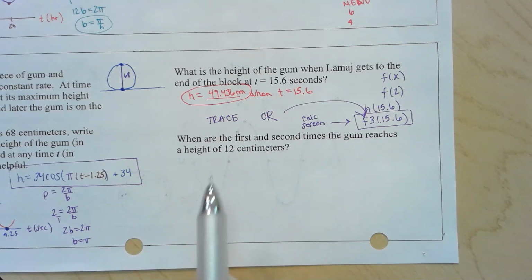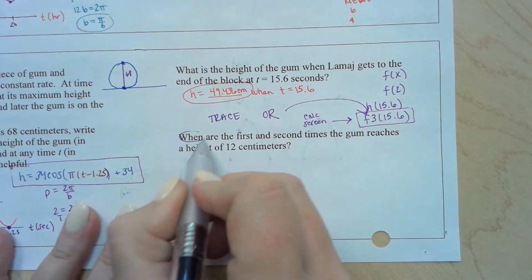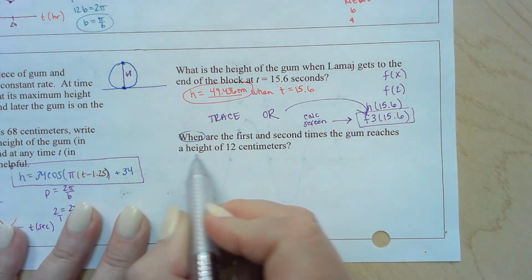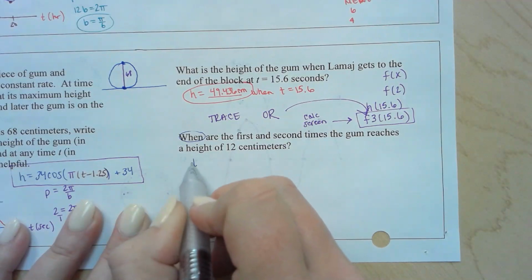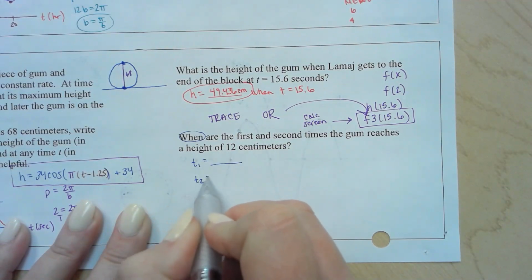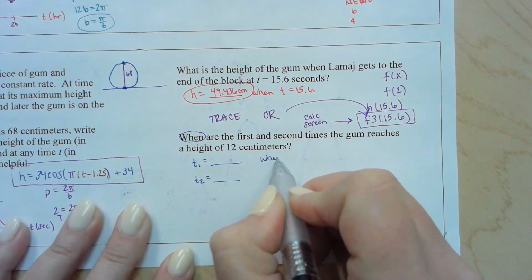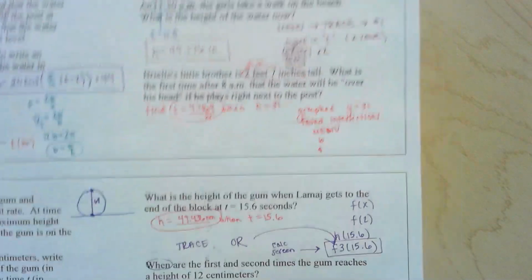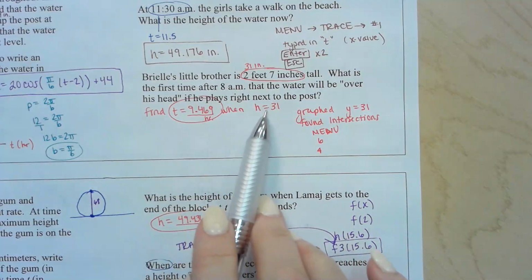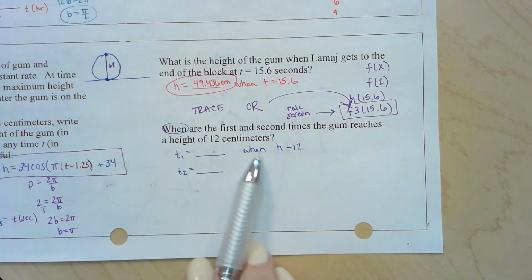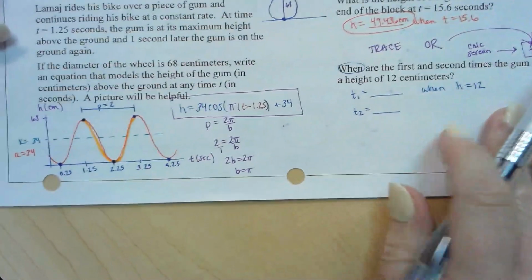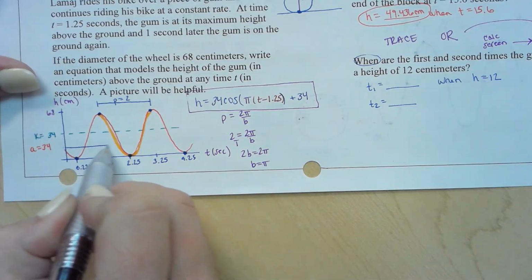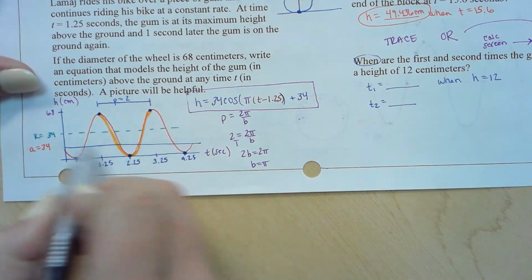All right. Last question says, when, that's a time, are the first and second times the gum reaches a height of 12 centimeters? So they're asking me to find 2 times when h is 12. Same idea. Find the time when h is 12. I'm going to go back to my graph. Remember, height is a y value. 12 is going to be somewhere in here. They're asking for the first and second times.